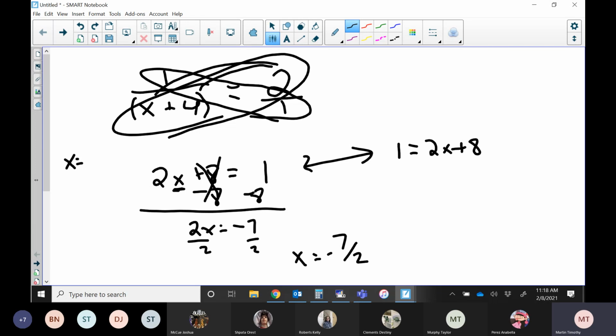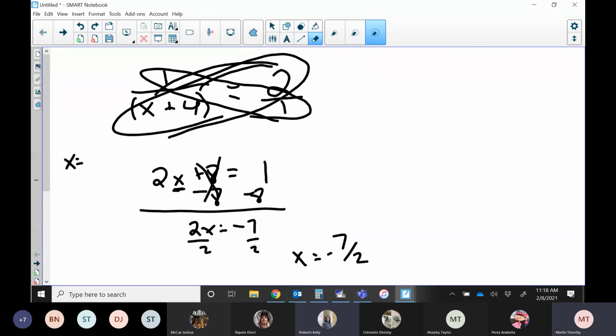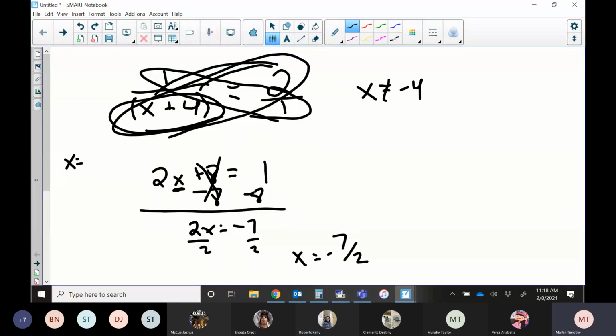Now, is there anyone that sees something that we need to check for? Gotta check something on this one. You have to check for restrictions. Why? Because the original, like, 4 isn't there anymore. So this right here says, hey, you're not allowed to put x is -4. So I look at my answer. Is this answer a -4? No, it is not. So it's good to go.